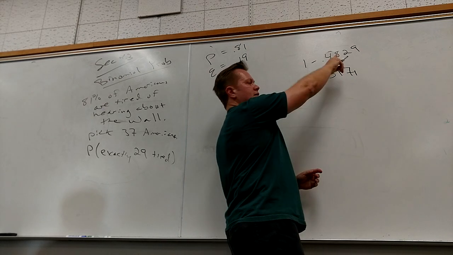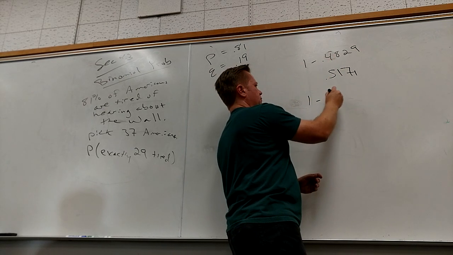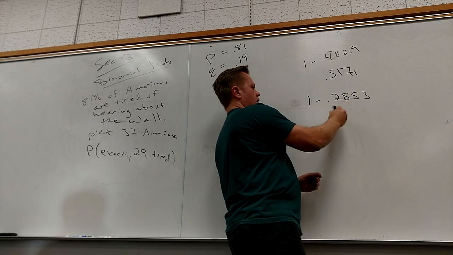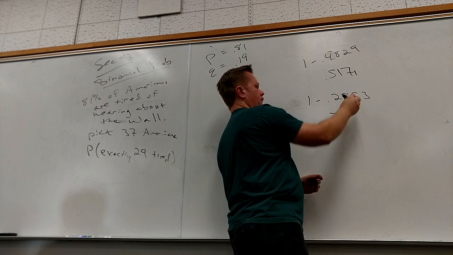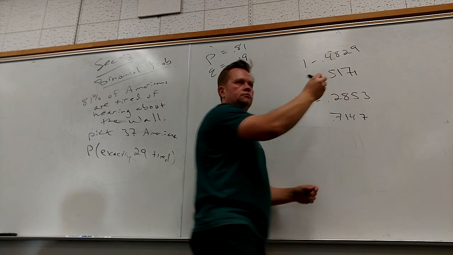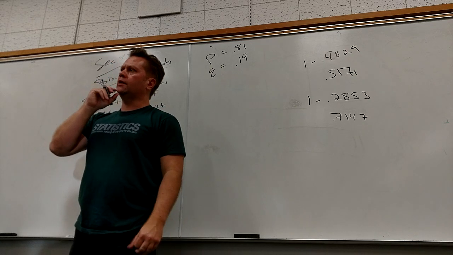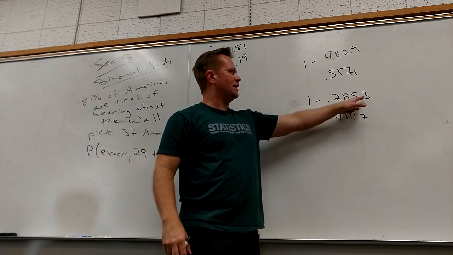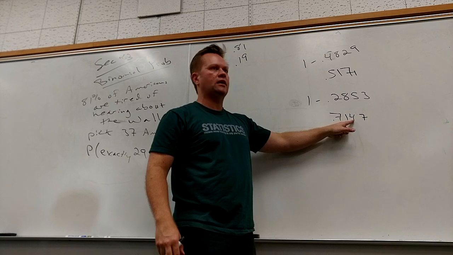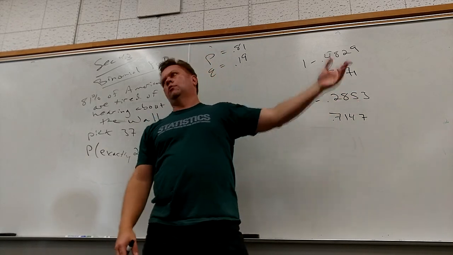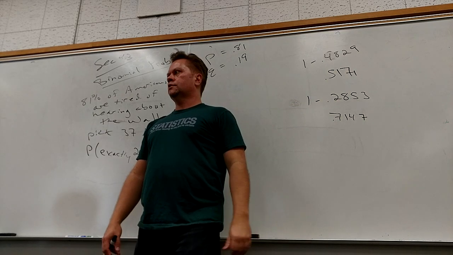Do you guys get the idea? Let me do another example. 1 minus 0.2853. 7 makes that 9, 1 makes that 9, 4 makes that 9, 7 makes that 10. Oh, it's always 9 and 10. Yeah, and if you think about it, why does that make sense? Because if you add these and that's 10, it's going to carry over and make that 9, 10. It's a beautiful little shortcut.